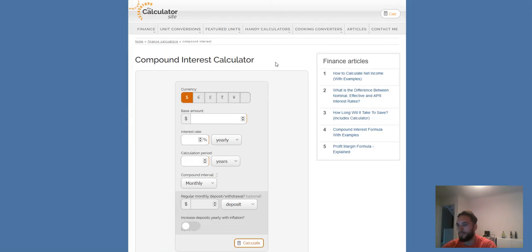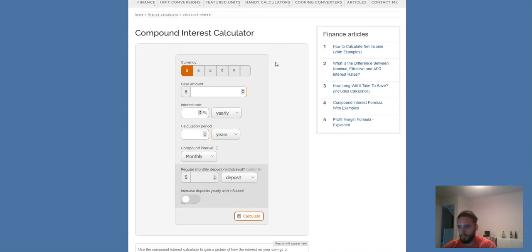There we have it, the compound interest calculator. We're going to use the dollar currency, and we're going to start with a base amount of 0. All these people are going to start with 0 on their investment account. We're not going to use the interest rate because we're not looking at the savings account. We're going to look at the returns of the stock market.